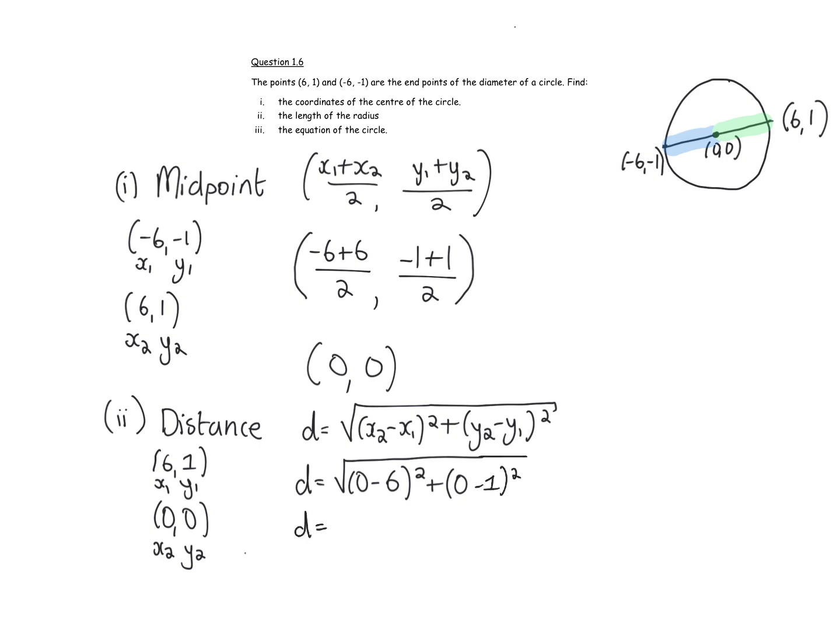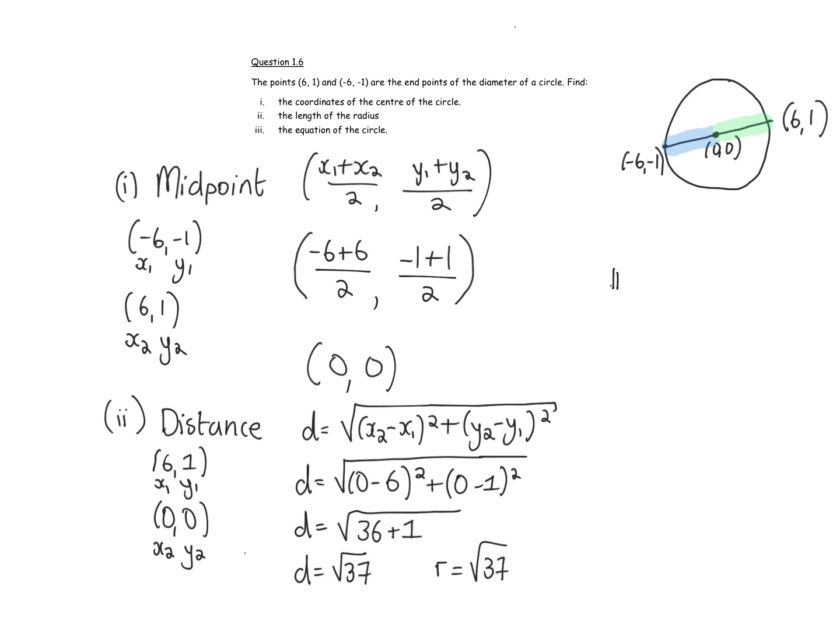Then we get, by putting these into the calculator, 0 minus 6 is just minus 6. That squared is going to give us 36. And then 0 minus 1 is minus 1. That squared is going to give us 1. So then we get that the distance is equal to the square root of 37. And that's the distance or the radius of this circle.